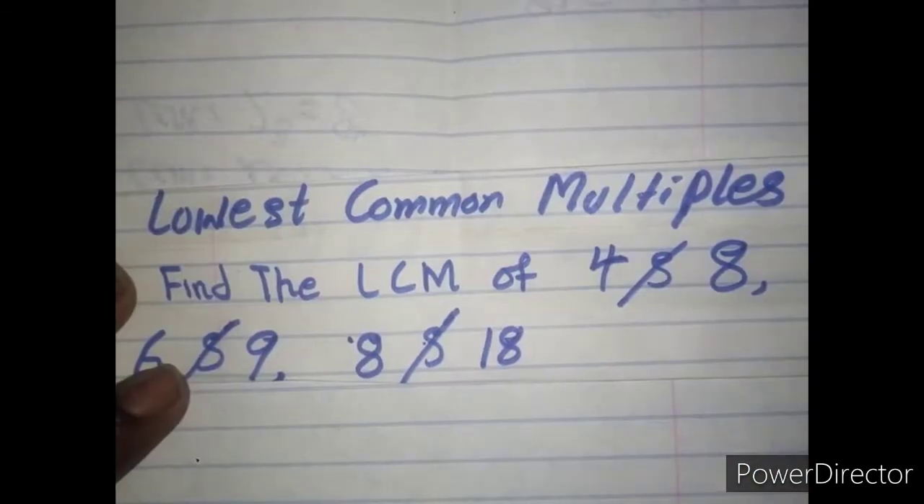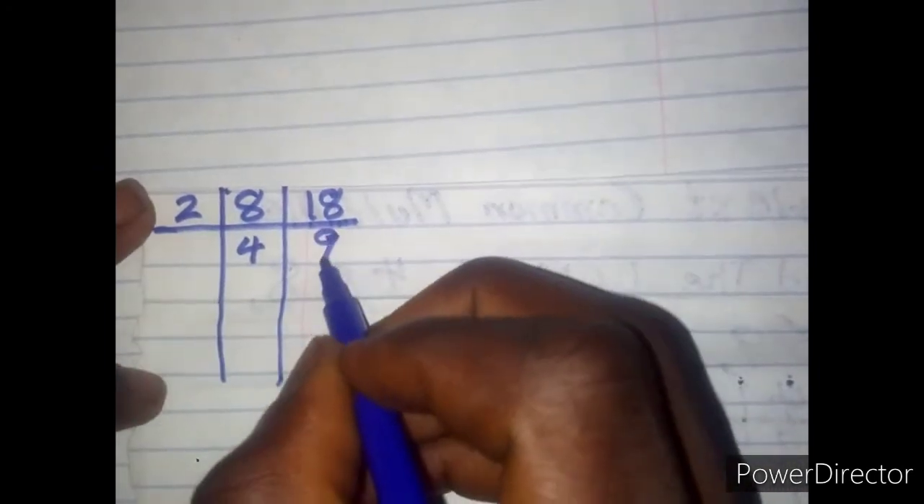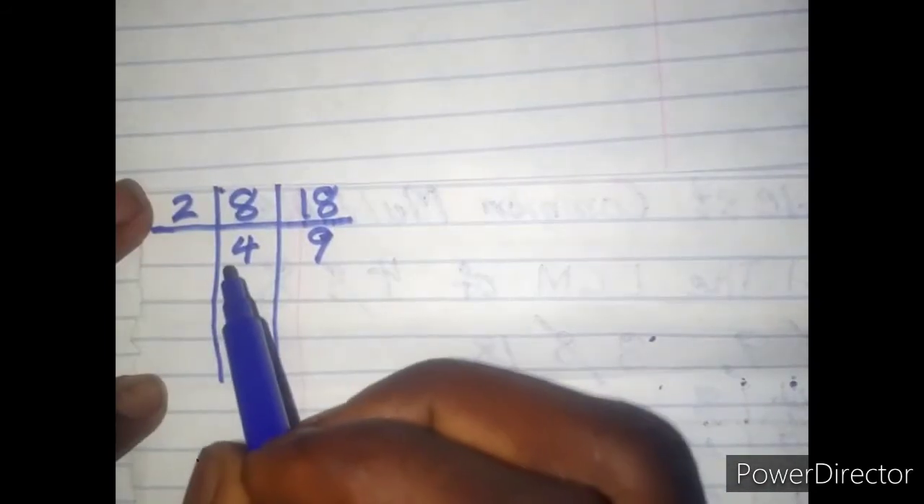Okay, the next one is the LCM of 8 and 18. Find the LCM of 8 and 18. What's the lowest number that can divide either 8 or 18? It is 2. 8 divided by 2, you have 4. 18 divided by 2, you have 9. What is the lowest number you can use to divide either 4 or 9? It is 2 also. 4 divided by 2, you have 2. 9 cannot be divided by 2, so you bring down the 9 again.